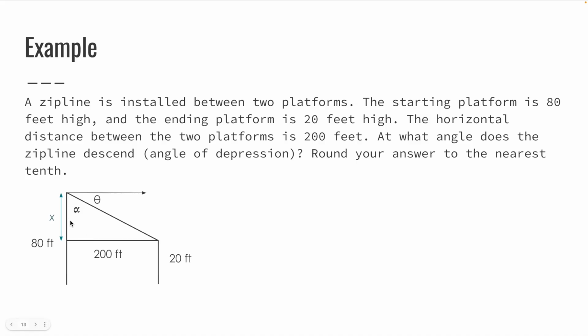So to start off, this distance is going to be our 80 minus 20. How far did they actually descend on the zip line? They descended 60 feet. So we know this is 60. We know this is 200. So now I can figure out this angle here using trigonometry. I'm going to label my sides. I have hypotenuse, opposite and adjacent. I'm going to be using opposite and adjacent, which is our tan function. So tan of alpha is going to be 200 over x, which is 60.